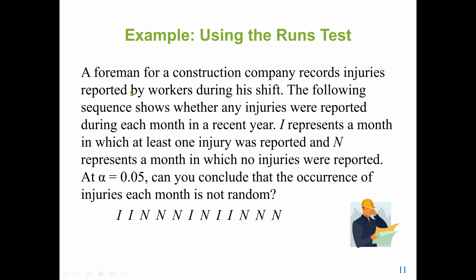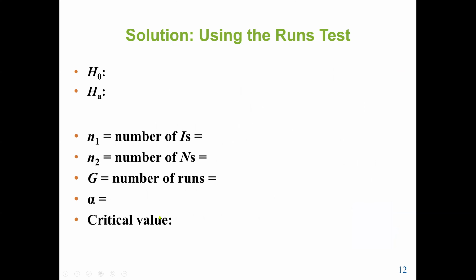Again, this question says that a foreman for a construction company records injuries reported by workers during his shift, and he reported once every month for 1 year. The following sequence shows whether injuries were reported during each month in a recent year. I represents a month in which at least one injury was reported, and N represents a month in which no injuries were reported. At alpha equal to 0.05, can we conclude that the occurrence of injury in each month is not random? So we do our hypothesis testing.